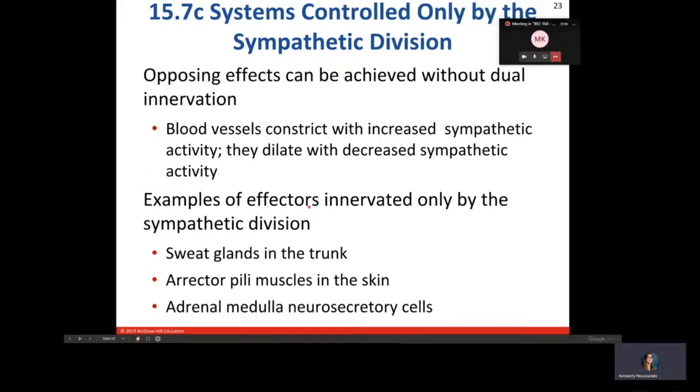Examples of effectors innervated by only the sympathetic division would be the sweat glands in the trunk, the erector pili muscles in the trunk, and the adrenal medulla neurosecretory cells, as well as those blood vessels.